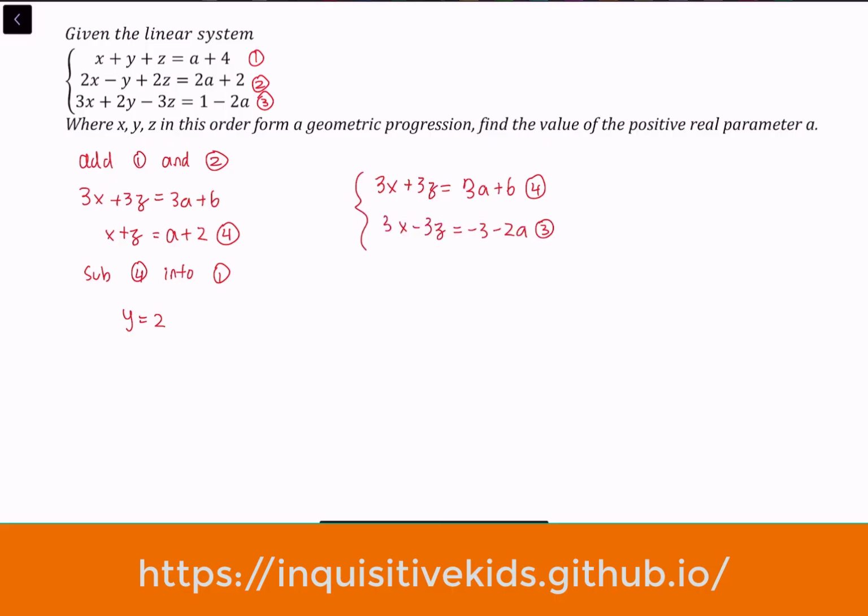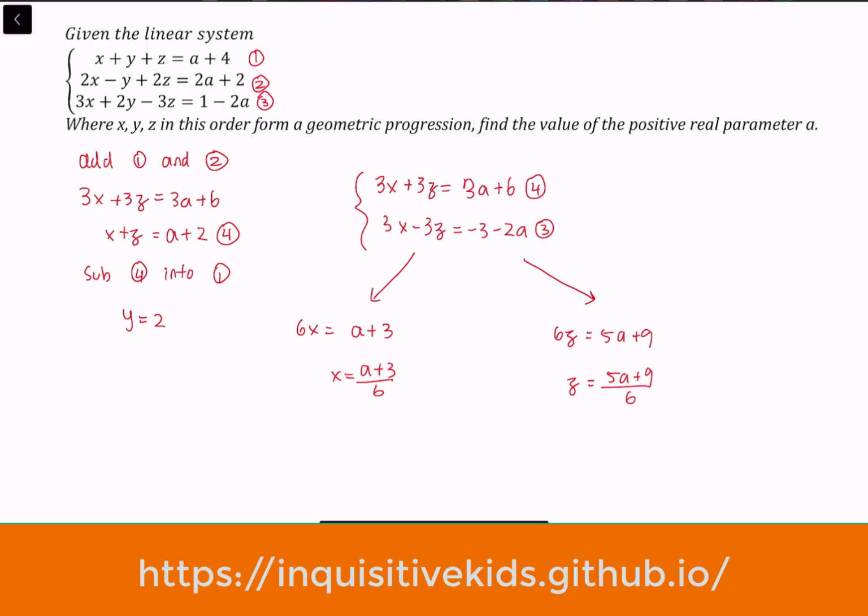Now our goal is to represent x and z both using a. There are two things we can do from this system. The first is to add them together. When we do this, we get 6x is equal to a plus 3. So x would be equal to (a plus 3) over 6. We can also subtract 3 from 4. Doing so, we get 6z is equal to 5a plus 9. So z is equal to (5a plus 9) over 6.